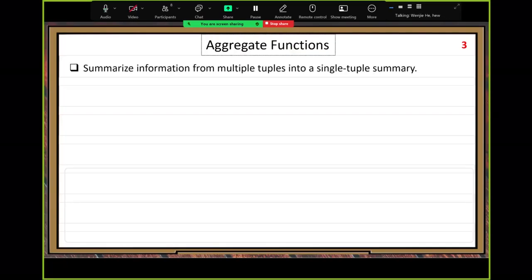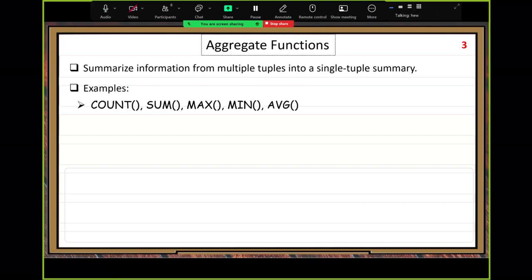Summarize information from multiple tuples into a single tuple summary. That's the reason we use aggregate functions. Summarize information. All right. Example. So these are the commonly used aggregate functions.